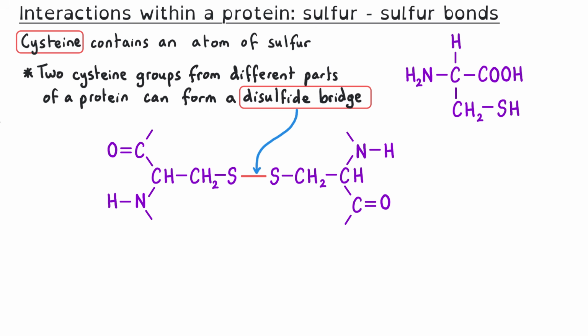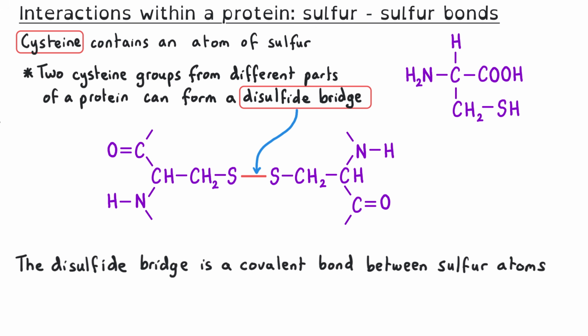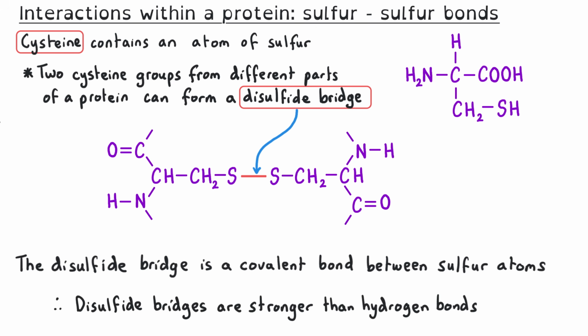It's called a disulfide bridge because it uses two sulfur atoms to connect together different parts of a protein that would otherwise be separate. Since the disulfide bridge is a covalent bond, this means that disulfide bridges are stronger than hydrogen bonds, since covalent bonds are much stronger than hydrogen bonding.